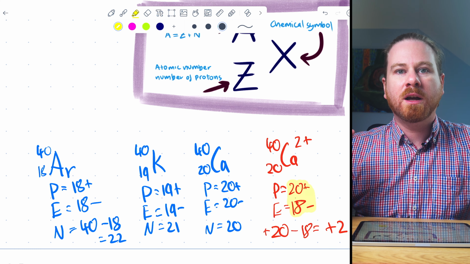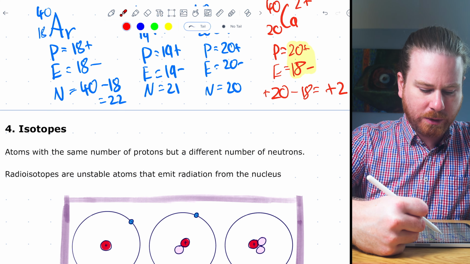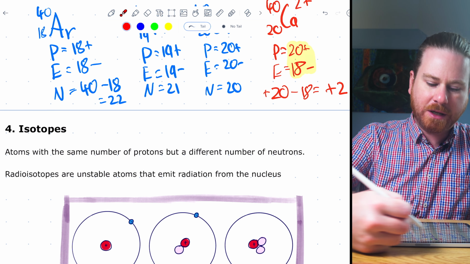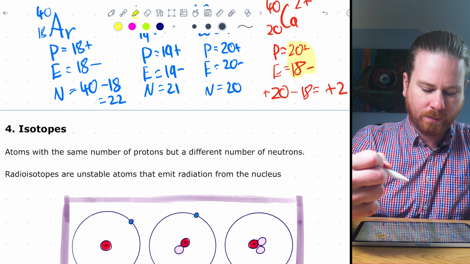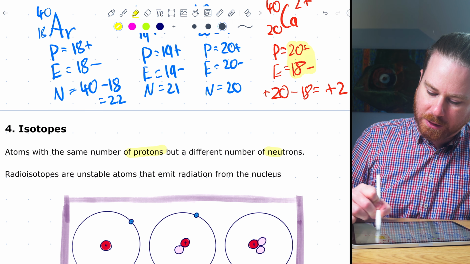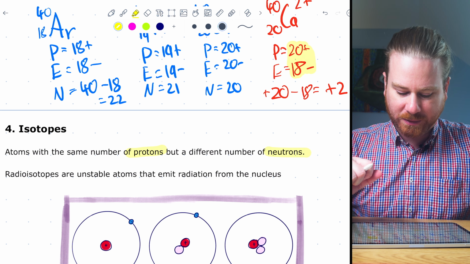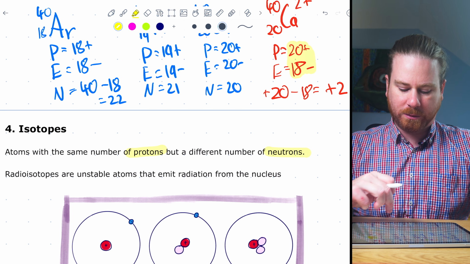Okay, so now on to isotopes. Isotopes are atoms which have the same number of protons but a different number of neutrons. Radioisotopes are unstable atoms that emit radiation from the nucleus. We'll look at that afterwards.